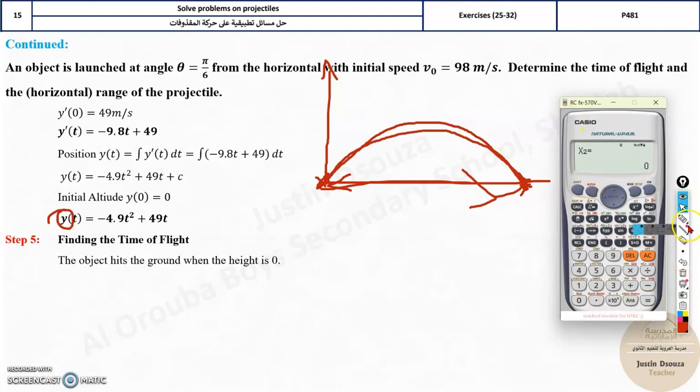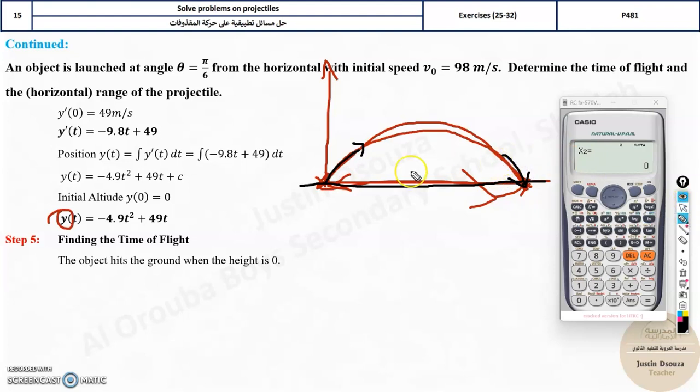What does it mean? Now try to understand over here. We have got this position function. Now when the height is 0, either you will be throwing the object upwards or it lands on the ground. Those are the only two possibilities.